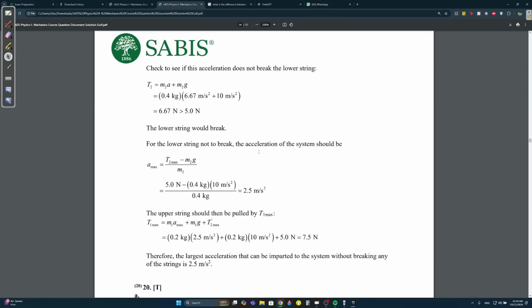So it will break. So for the string not to break, the energy of the system should be equal to T2 max minus.